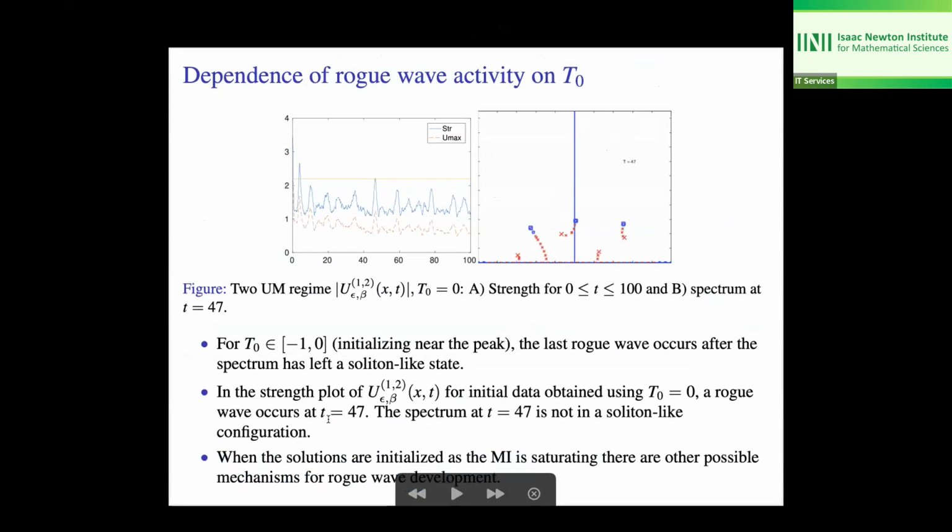solitons? And so as you vary T naught between -1 and 0, so you're initializing near the peak, in this case, the last rogue wave can occur sometimes significantly after the spectrum has left the soliton-like state. An example is given here for T naught equals 0, and you have a rogue wave around 47, but the spectrum is not in a soliton-like state. So there is some other mechanism for rogue wave development in these cases. Okay, so I think that's more or less it.